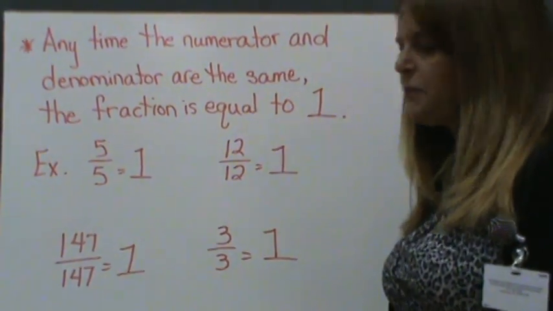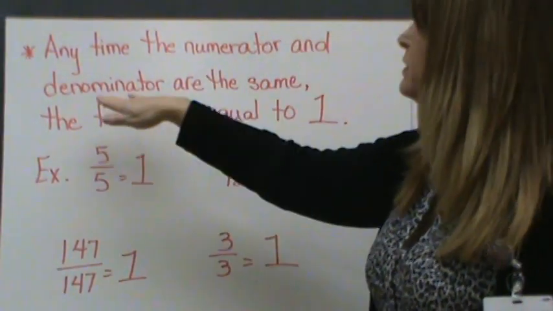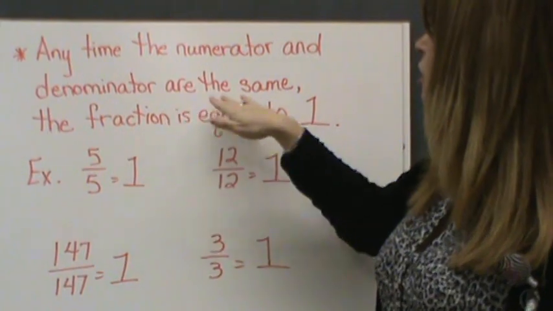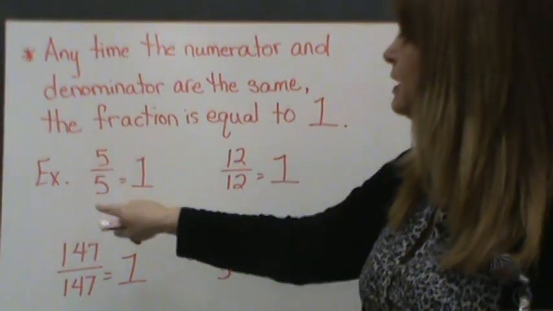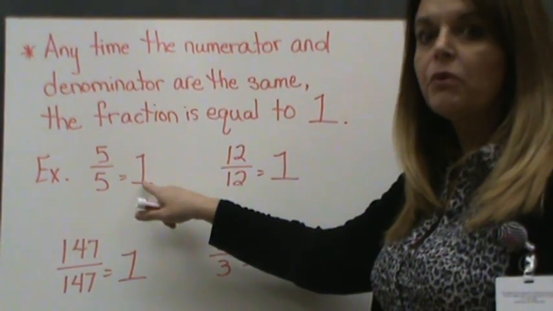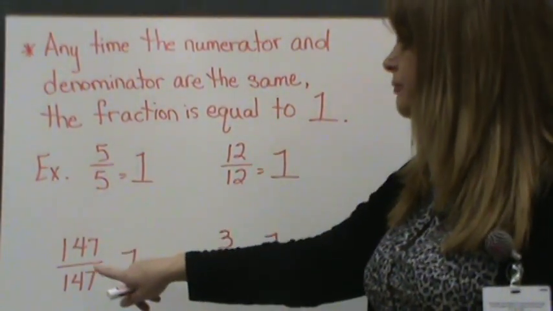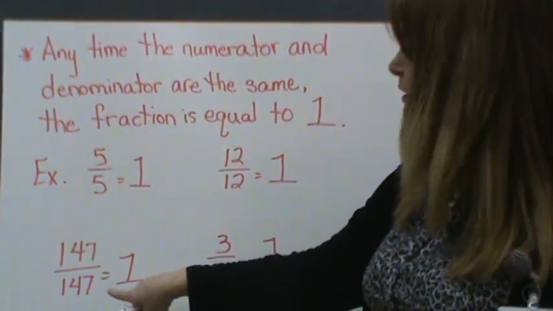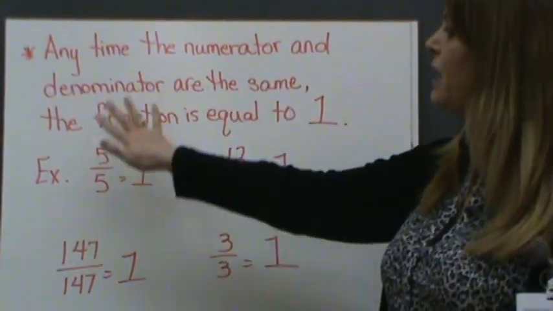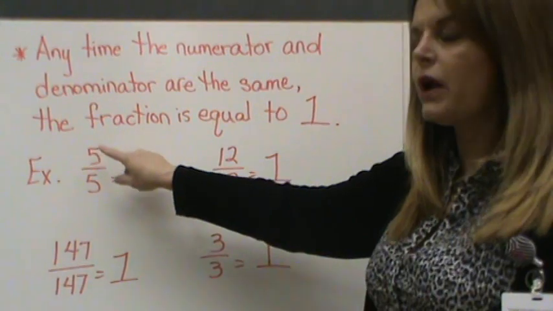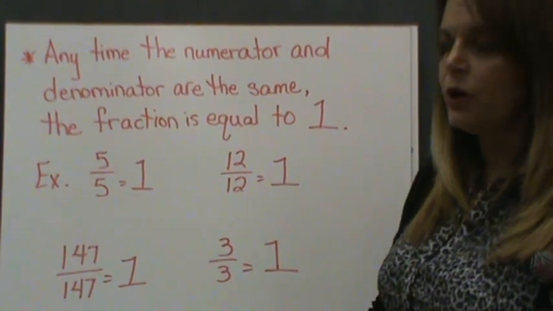So here's a little trick to help you remember. Anytime the numerator, the number on top, and the denominator, the number on the bottom, are the same, that fraction is always equal to 1, or the whole. For example, 5/5 equals 1. 12/12 equals 1. 147/147 equals 1. 3/3 equals 1. So anytime you see a fraction that the numerator and the denominator are the same, that one's easy. You know that fraction always equals 1.